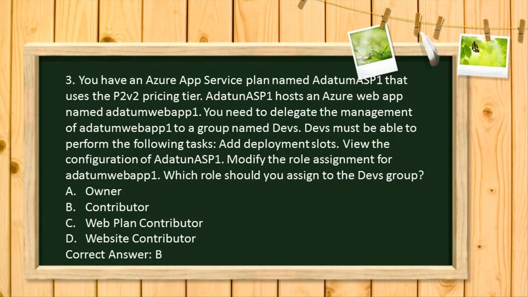3. You have an Azure App Service plan named AD2MASP1 that uses the P2v2 pricing tier. AD2MASP1 hosts an Azure web app named AD2WebApp1. You need to delegate the management of AD2WebApp1 to a group named devs. Devs must be able to perform the following tasks: add deployment slots, view the configuration of AD2MASP1, modify the role assignment for AD2WebApp1. Which role should you assign to the devs group? Owner, contributor, web plan contributor, website contributor. Correct answer, B.